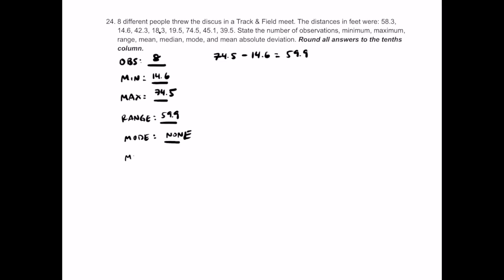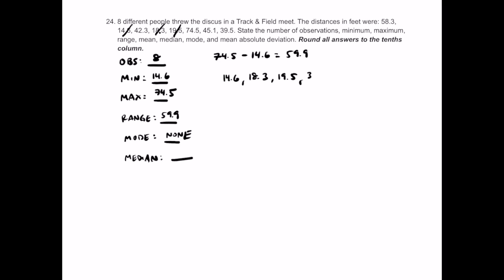And let's go with median. For the median, okay, we'll put them in order, I guess, from least to greatest. That seems like the right thing to do. And so 14.6 looks like the smallest. Then, no, 18.3 first, right? 18.3, then 19.5. So we got those two.